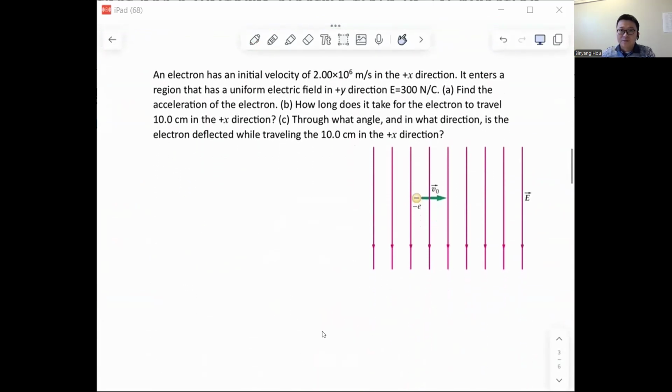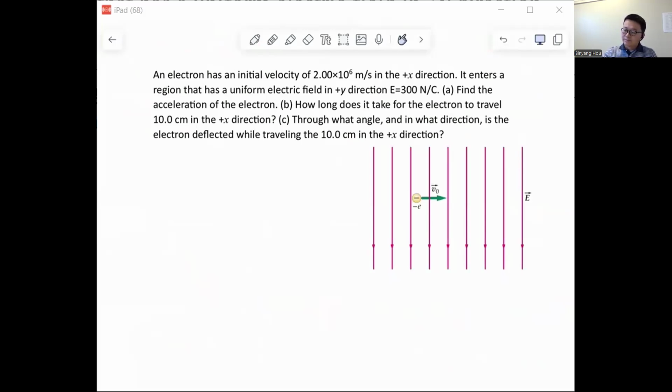Okay, so this one says that an electron has an initial velocity of 2.00 times 10 to the 6 meters per second in the positive x direction. It enters a region that has a uniform electric field in the positive y direction. The electric field E is equal to 300 newtons per coulomb. A asks you to find the acceleration of the electron. And B, how long does it take for the electron to travel a distance of 10 centimeters in the positive x direction? And C, through what angle and in what direction is the electron deflected?